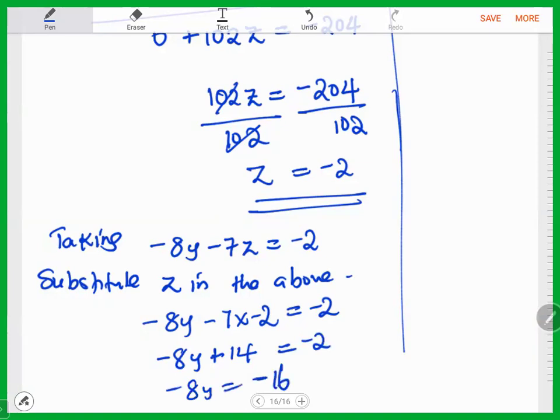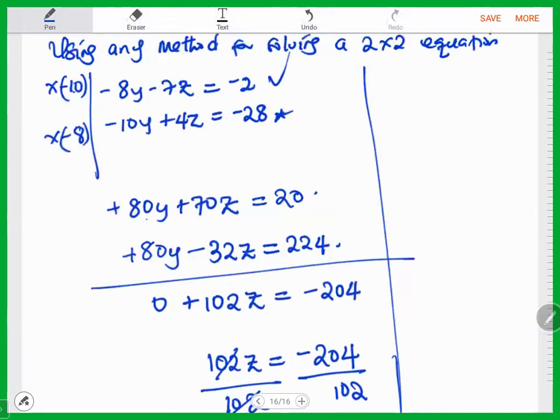because we have moved this side and it has become a negative. Here, a negative was a negative, which is a positive. So we have minus 8y is equal to minus 16, divided by minus 8, divided by minus 8. So our y is equal to 2. Our y is equal to 2.